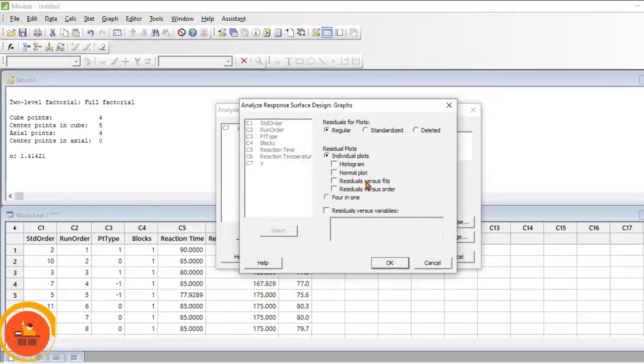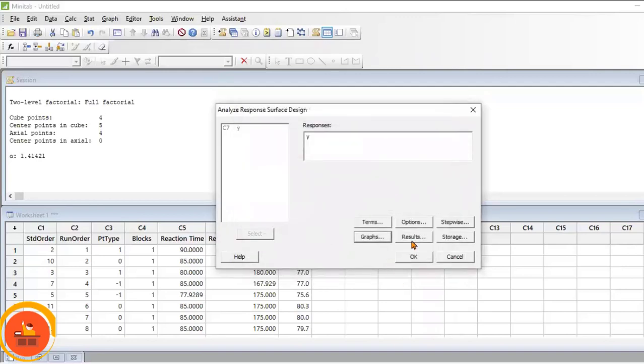And graphs, what graphs do we require? So residual plots, if we require. Residual, standardized residual, just regular residuals are sufficient. And individual plots, here we are having histogram, normal plot, residual versus order. So here we can select all these things, whatever is necessary. If we need all the four, just press 4 in 1. And if you want residual versus variables also, you can say which residual and versus which variable you need to have. But we don't think so. This is not essential right now. Well, let's okay.